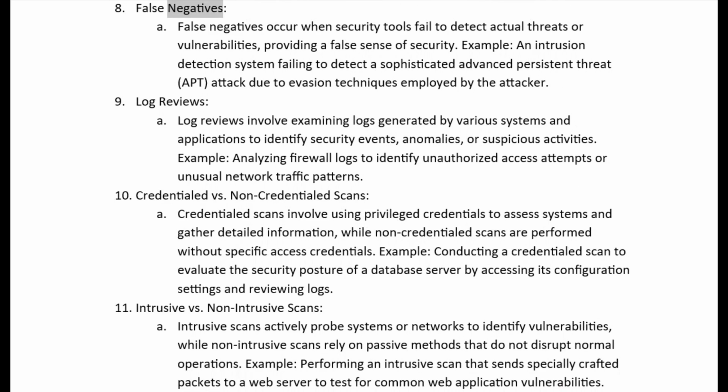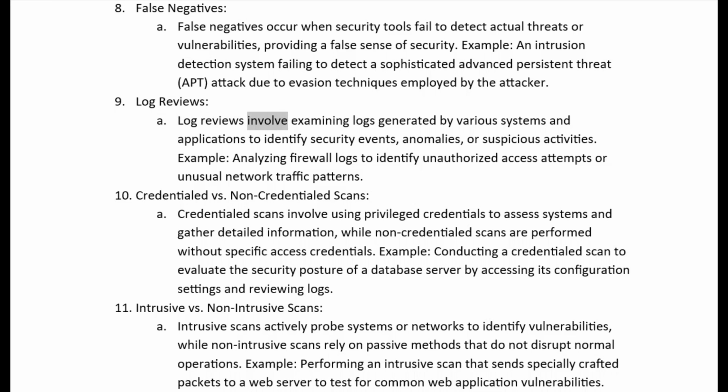False negatives. False negatives occur when security tools fail to detect actual threats or vulnerabilities, providing a false sense of security. Example: an intrusion detection system failing to detect a sophisticated advanced persistent threat (APT) attack due to evasion techniques employed by the attacker.